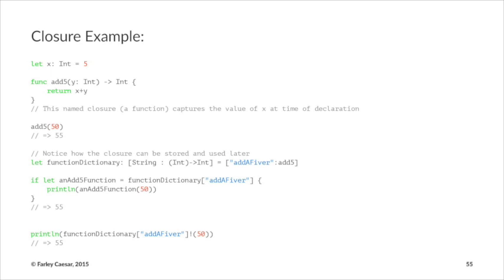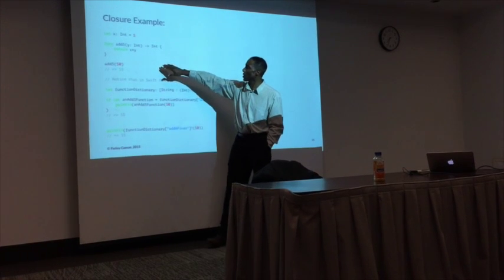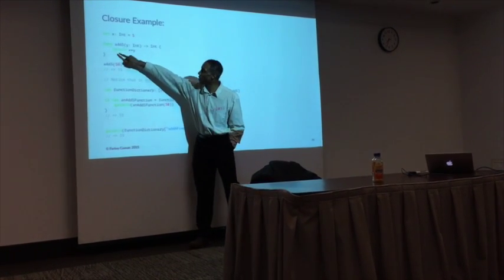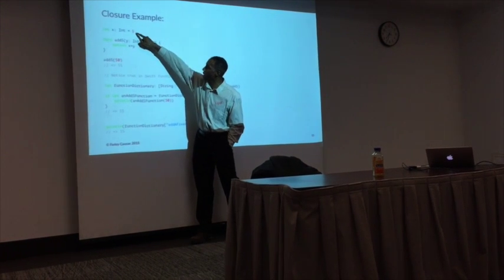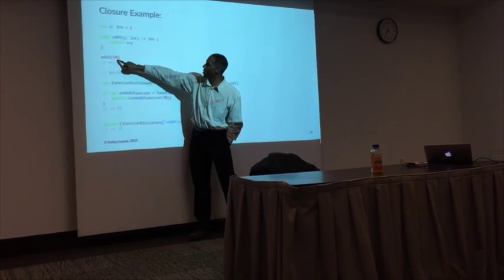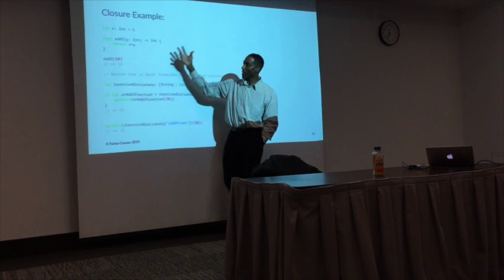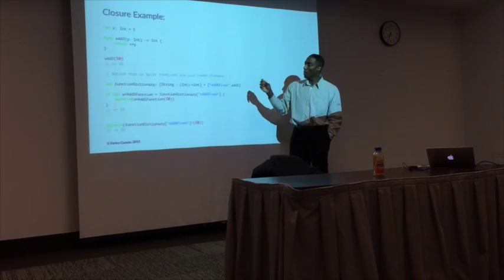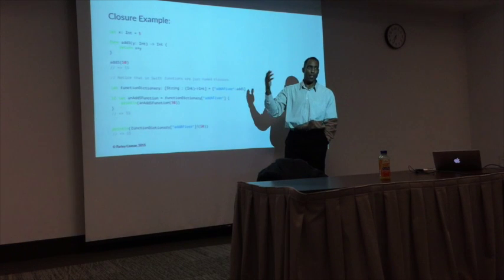But the interesting thing about closures is that you can pass them around and you can return them. So here's an interesting example where you have let x equals 5, and you have a function called add5. It takes an Int, returns an Int, and returns x plus 5. You notice that x was not defined within this function, it's defined out here. So it actually captures that 5. If I call add5 and give it 50, I'll get 55. And the cool thing is that it captures that forever, for the lifetime of that thing.